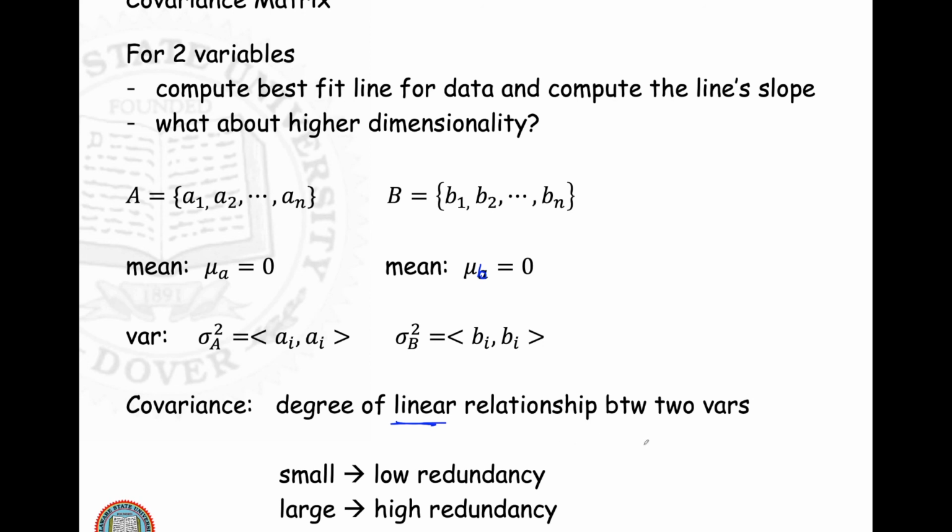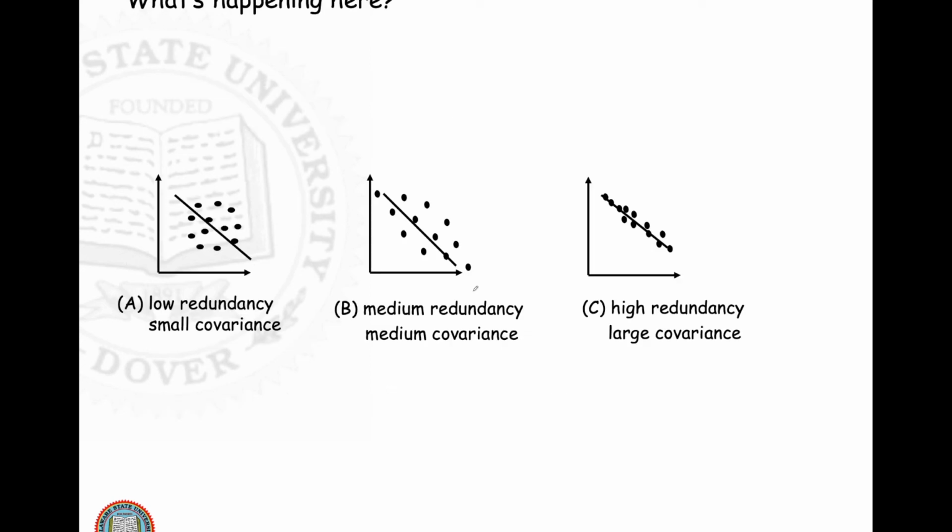If covariance is small, that means you have low redundancy. It means that on average, unit step increase for one or decrease for one variable does not cause much of a unit step increase or decrease for the other variable. If covariance is high, that means you have a high degree of redundancy. They're coupled. A unit step increase or decrease for one is causing a non-zero unit step increase or decrease for another, and that's consistent. All right.